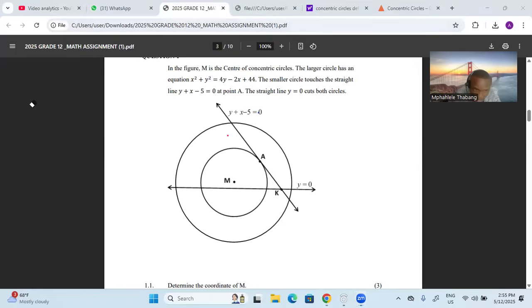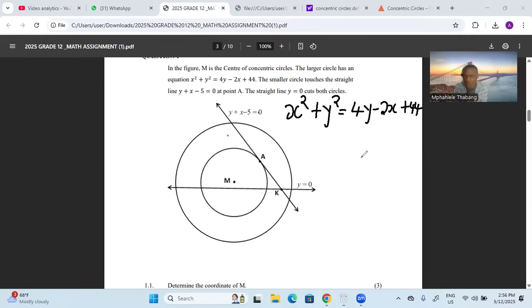Okay, the equation of a larger circle is x squared plus y squared equals 4y minus 2x plus 44. This is the equation of a larger circle.